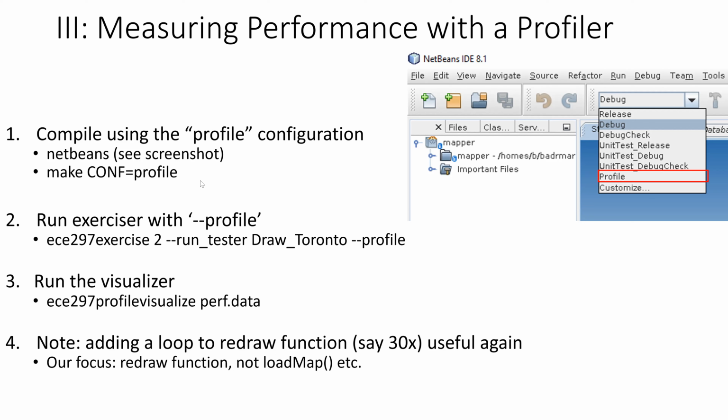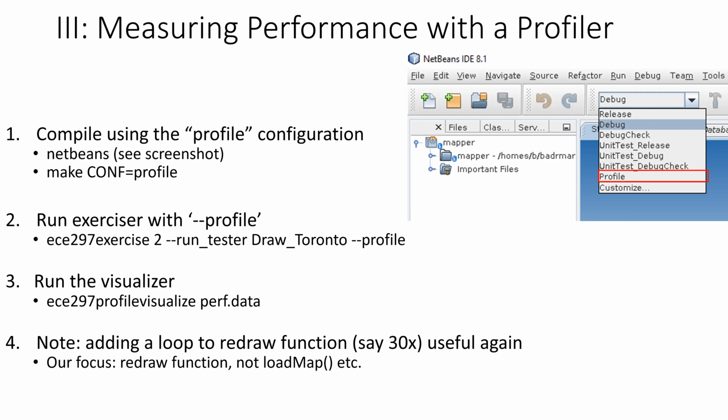The easiest way to profile is to just use the exerciser. The exerciser has a profile option in it. So I'm going to run the draw Toronto test, and I'm going to run it with my slowed down redraw. The reason is I actually want to spend most of my time in my redraw. I don't really care about load map and stuff right now, and I don't want to spend forever clicking. You can look inside the exerciser to see how this is done, but if you just run it this way, you'll get the profile information.